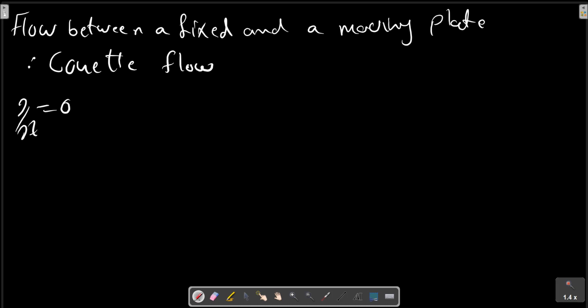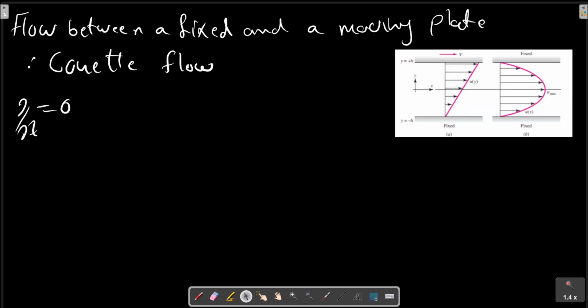between parallel plates at a distance 2h as shown in this picture. We assume that the plates are very wide and very long, so that the flow is essentially axial, and in the x direction u is not equal to 0, but we have two components of the vector velocity equal to 0.